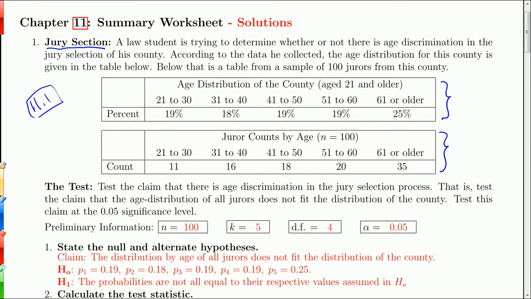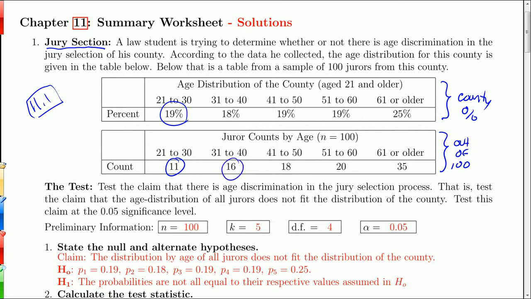What you should notice is that these are the distributions in the county by percentage, and these are the distributions by the number out of 100. The nice convenient thing about that out of 100 is we can immediately start to look. 11 out of the 100 jurors came from the age group 21 to 30, but in the county, 19% of the residents age 21 or over were in the 21 to 30 group. So the 21 to 30 group is underrepresented in the jurors.